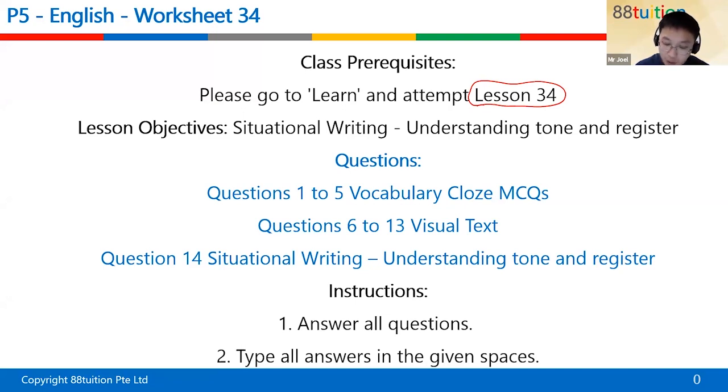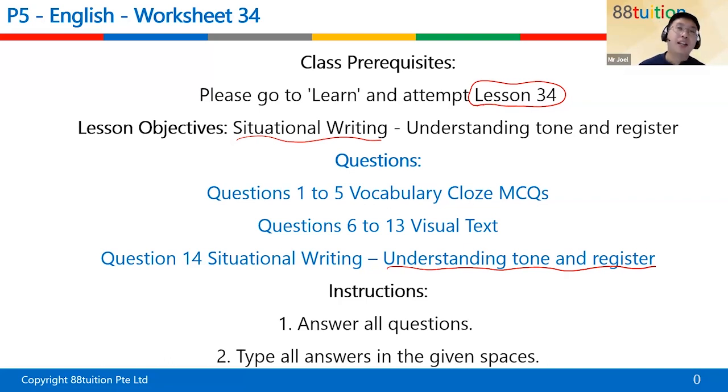All right, today we are going to cover vocabulary cloze, visual text, and understanding tone and register. The main thing we'll be covering is understanding tone and register when we are performing our situational writing, right? So that we don't appear too rude and we don't appear too informal, but yet we also don't want to appear too formal, such that the person receiving it feels like you're very distant from them, okay?